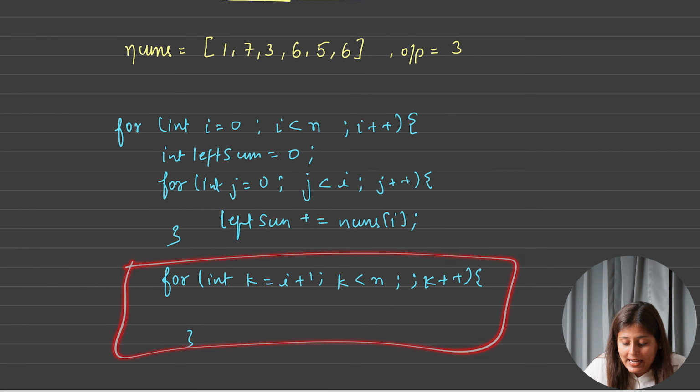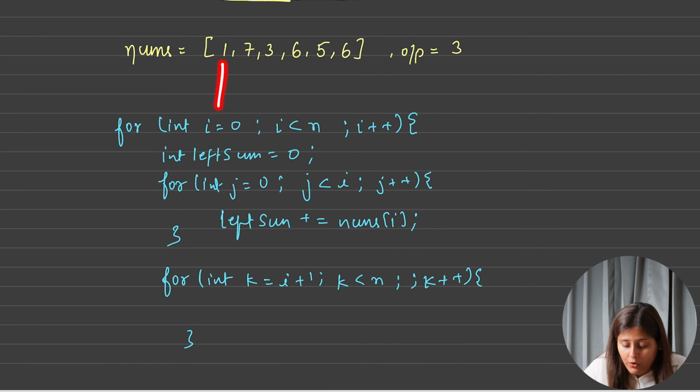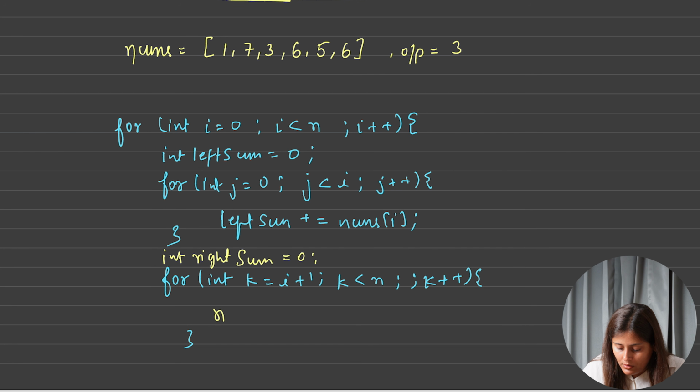Now what we want to do in this for loop? Definitely we want to add every value. If i is here now, we want to add every such value in our right summation. So hence we need a right sum variable also. So where will we initialize it? Let's say here: int right sum is equal to 0, and inside this we will simply do right sum plus equal to nums of k.